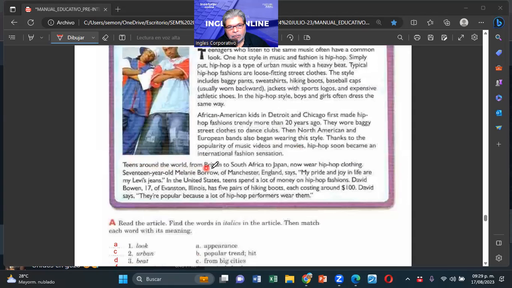17-year-old Melanie Barrow of Manchester, England said, "My pride and joy in life are my Levi's jeans." In the United States, teens spend a lot of money on hip-hop fashions. David Bowen, 17, of Evanston, Illinois, has 5 pairs of hiking boots, each costing around $100. David says they're popular because a lot of hip-hop performers wear them.